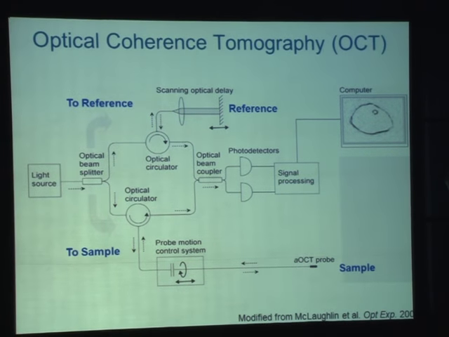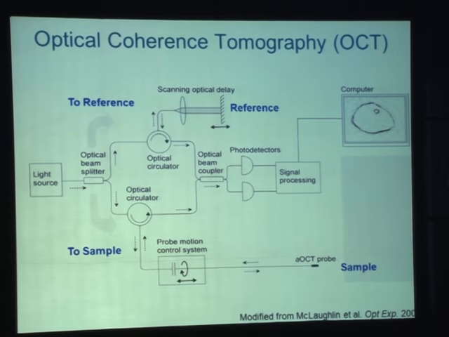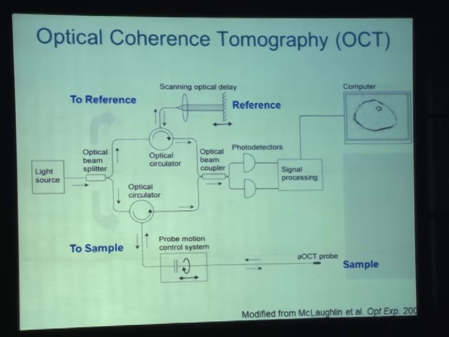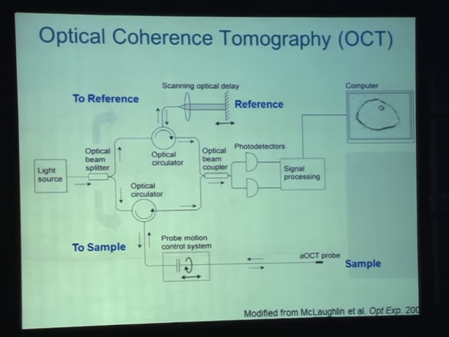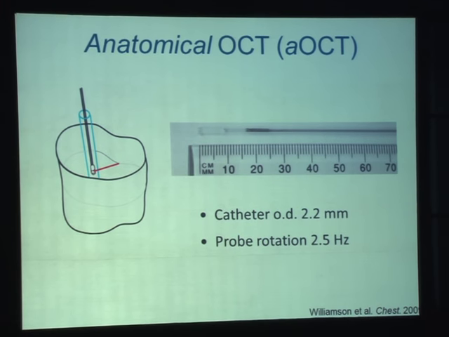Importantly, because it's light, it does penetrate the mucosal surface, and you can get reflections of subsurface structures up to about 1 millimetre under the surface of the mucosa. This is called anatomical optical coherence tomography, something we developed a number of years ago. The optical probe sits inside an outer catheter, which is translucent. This outer catheter is about 2 millimetres in diameter, and we can rotate that probe at about 2.5 cycles per second.